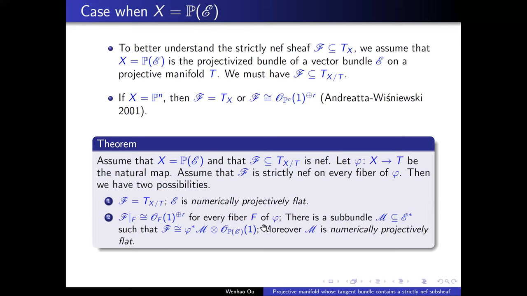So we prove something similar to our main theorem. So this is already known, we have a family of P^n. And if this F is strictly nef on fibers and nef globally, under this condition, we show that either it is the relative tangent bundle, or every fiber is the direct sum of O(1). So we have a variation, a family version, of the pair of Andreatta and Wisniewski: P^n and an ample subsheaf of the tangent bundle.